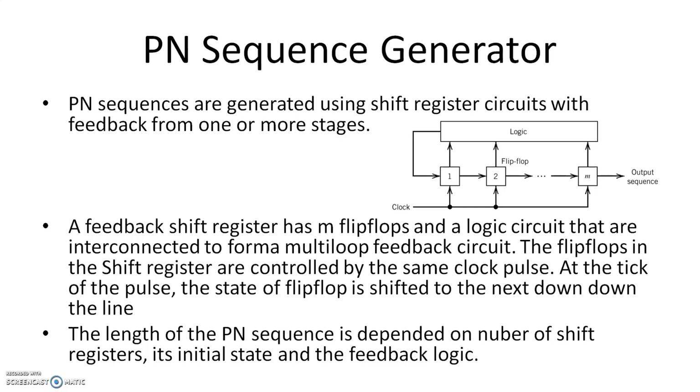The flip-flops in the shift register are controlled by the same clock pulse. You already know a shift register is made of flip-flops, and these flip-flops have a clock input, and all the clock signals will be triggered at the same time. So at the tick of the pulse, that is when a pulse occurs, the state of the flip-flop is shifted to the next down the line. So the output of one flip-flop is given to the input of the next flip-flop, and so on. Whatever is in the output of one will go to two, and whatever is in two will be stored in three, and so on.